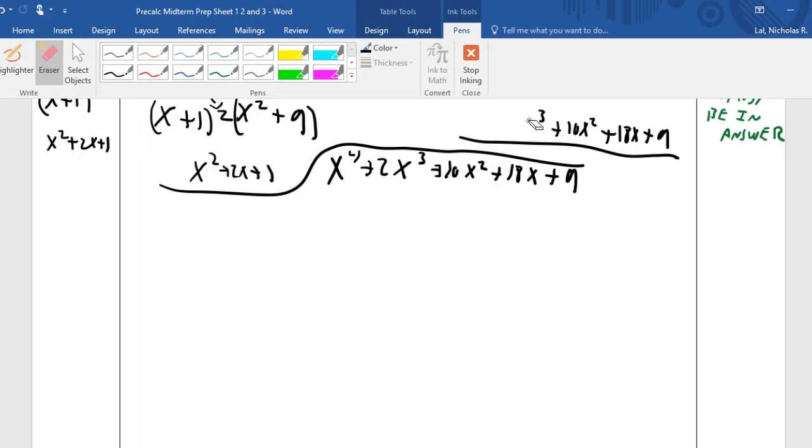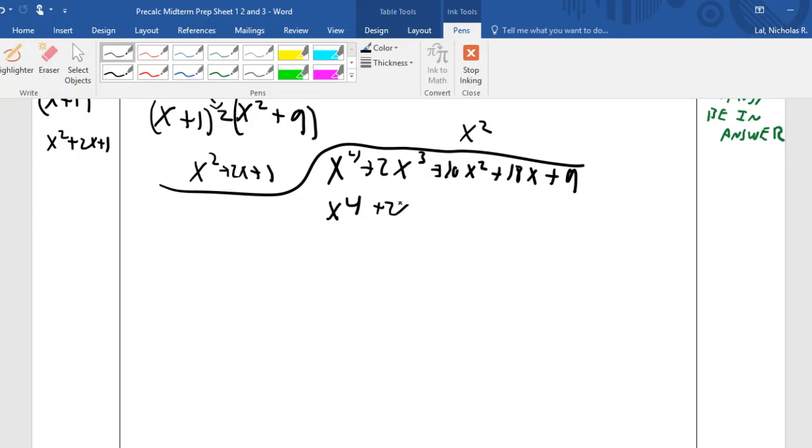I just need to have space over my quotient. So I'm going to start polynomial long division now. x squared times x squared is x to the fourth. x squared times 2x is 2x cubed, plus 2x cubed. And then x squared times 1 is 1x squared.